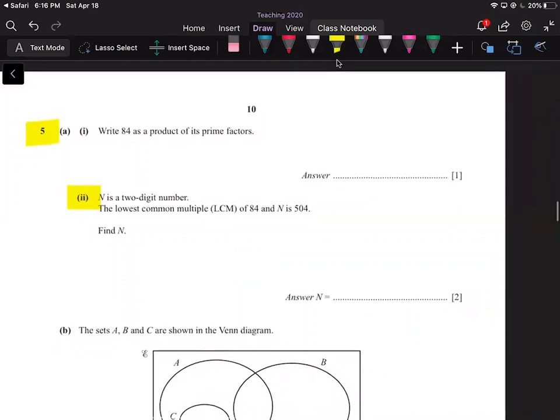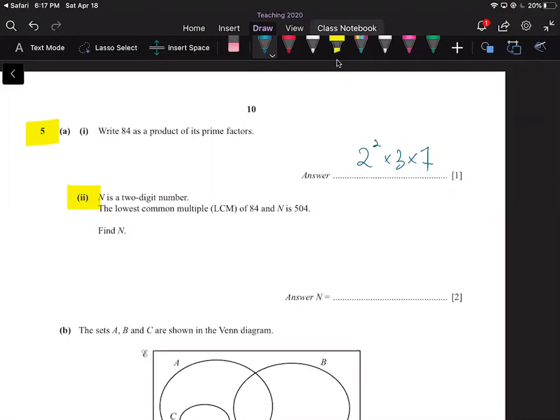So if you look here, for the first answer, I'm just going to write here. Just before I write the rest of the working, that's your answer for part number 1. So part number 2: n is a 2-digit number. So the lowest common multiple, LCM, of 84 and n is 504. We don't know what n is, and we have to find out what n is.